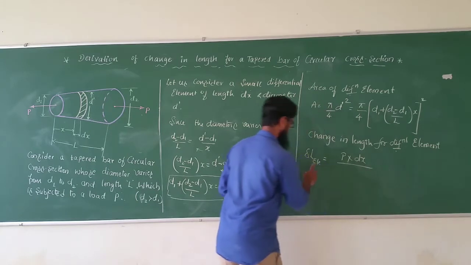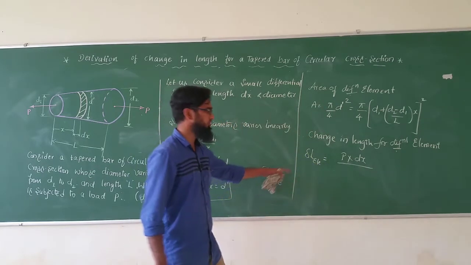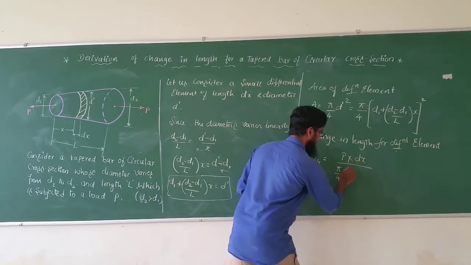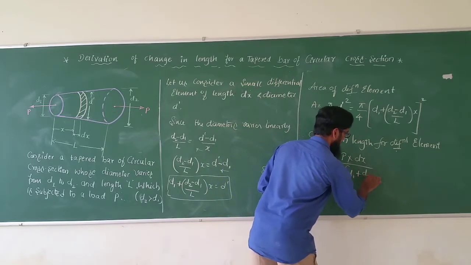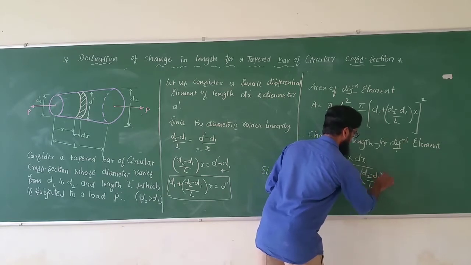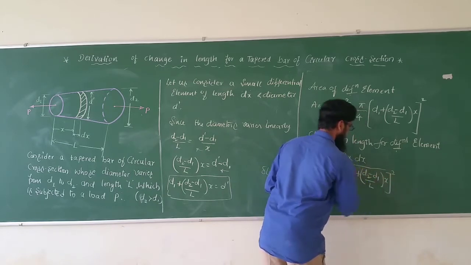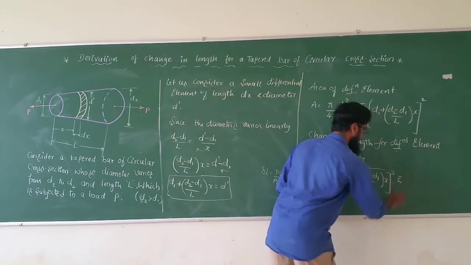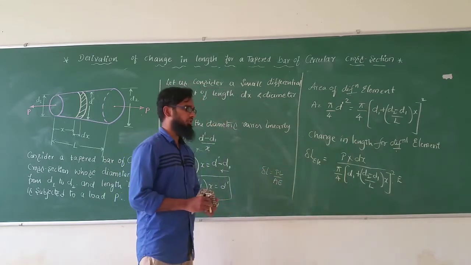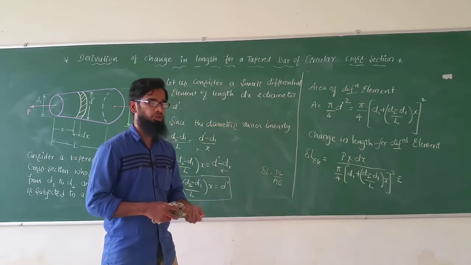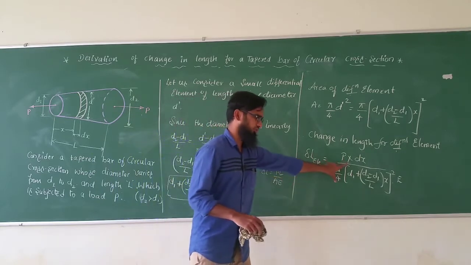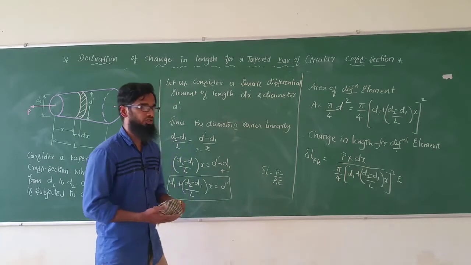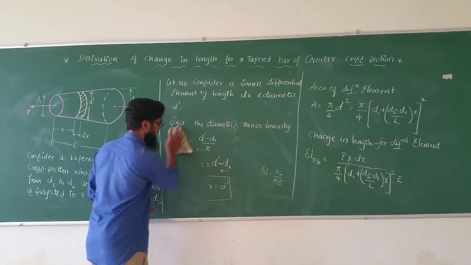Divided by A, the area of the element, which is pi by 4 into d1 plus d2 minus d1 by L into x whole square. Then I write the Young's modulus E. This is the change in length for the differential element. Now if I integrate this from 0 to L, the length, I can get the change in length for the entire member.